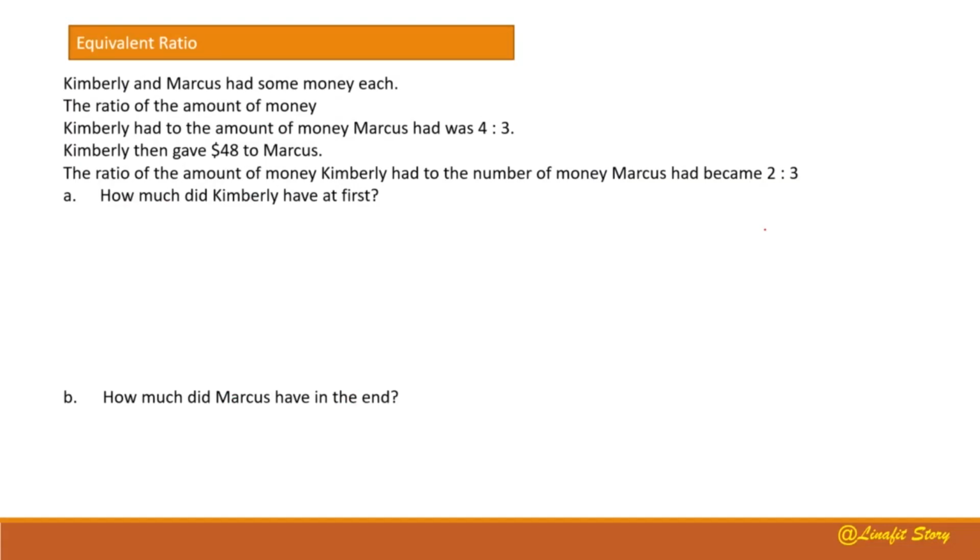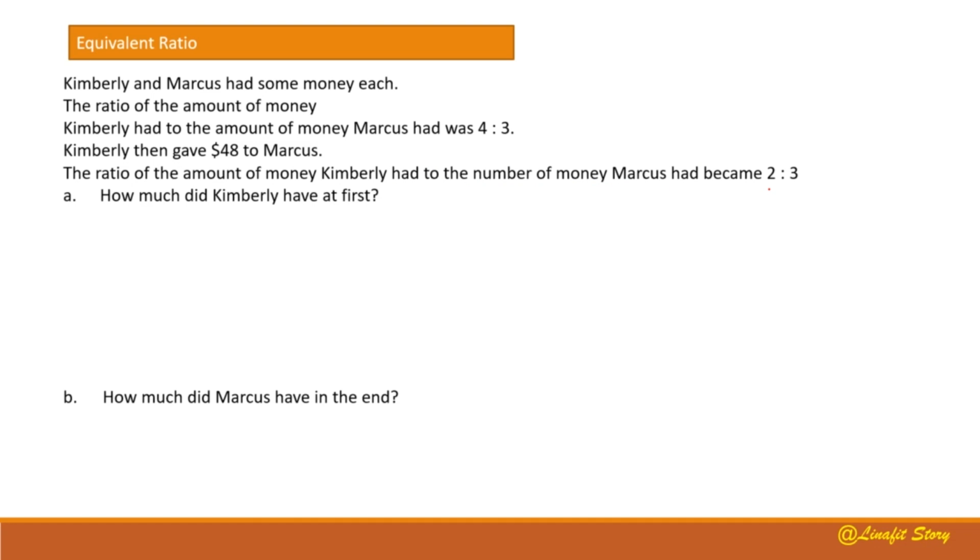Kimberly and Marcus had some money each. The ratio of the amount of money Kimberly had to the amount of money Marcus had was 4 to 3. Kimberly then gave $48 to Marcus. The ratio of the amount of money Kimberly had to the amount of money Marcus had became 2 to 3. So question A, how much did Kimberly have at first?